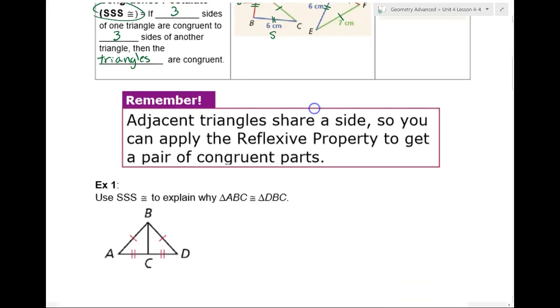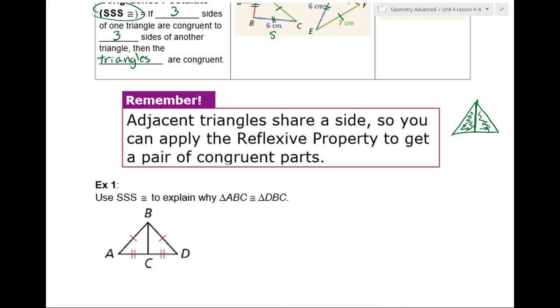A few things you need to remember. Adjacent triangles. So adjacent triangles mean they're next to each other. And you guys agree with me that this triangle right here and this triangle right here, they both share a common side. And so a lot of times we'll use that reflexive property like we did in our proofs yesterday. So hopefully that was kind of helpful and you were able to get it.